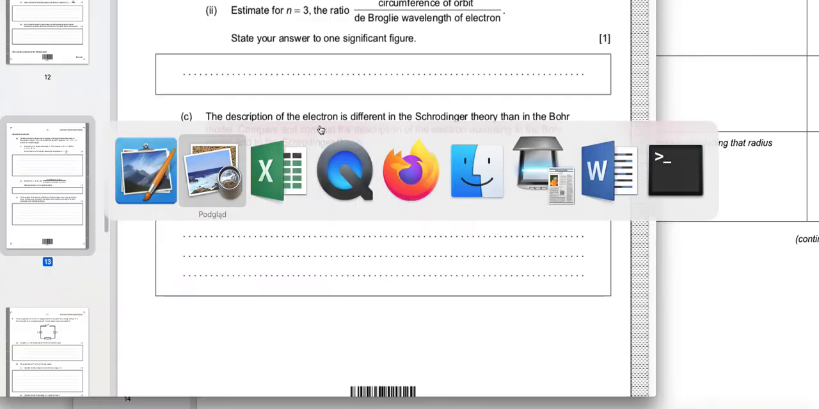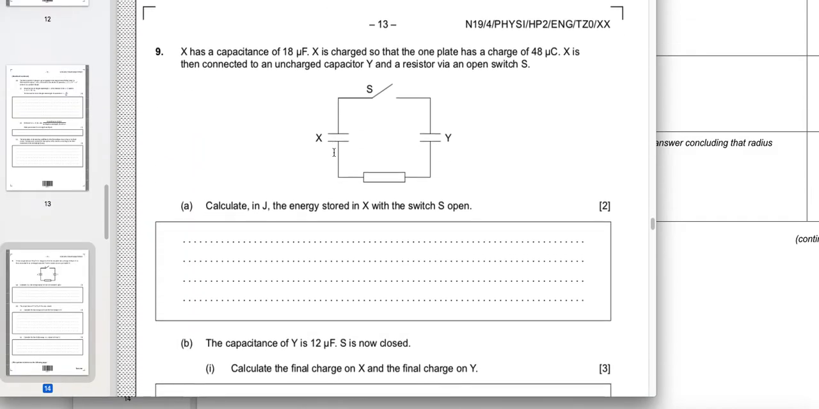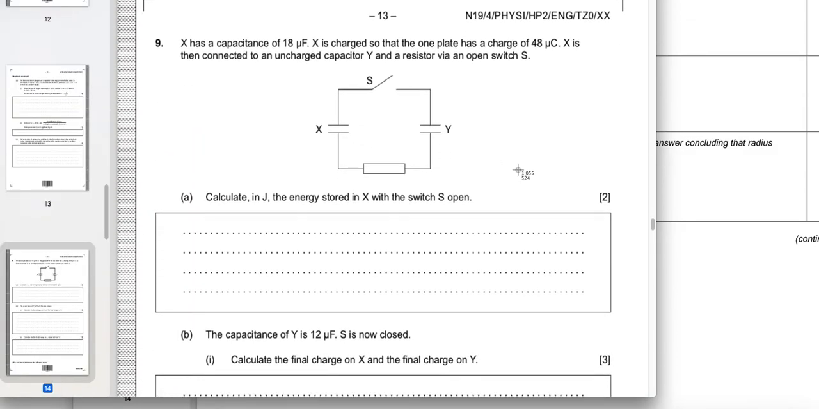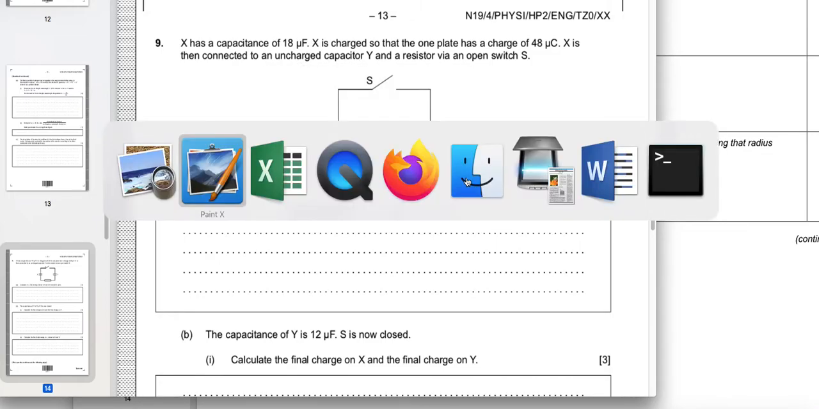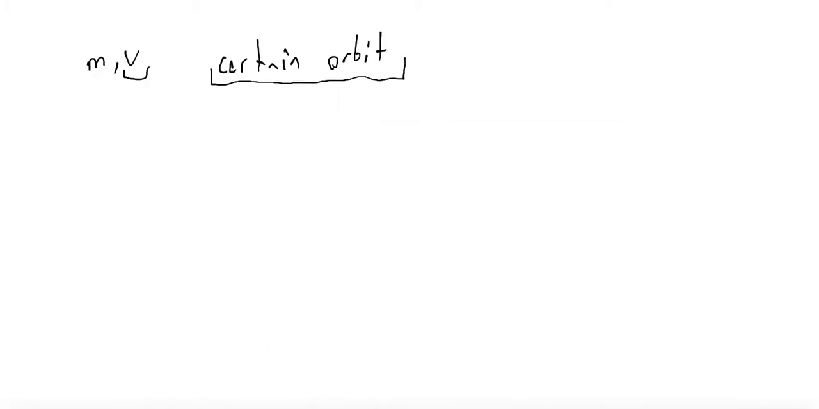Is that clear? Okay. So exercise number 9, capacitors. Okay, we have a capacitor of capacitance 18 microfarads which has a charge of 48 microcoulombs. So let me change the screen.